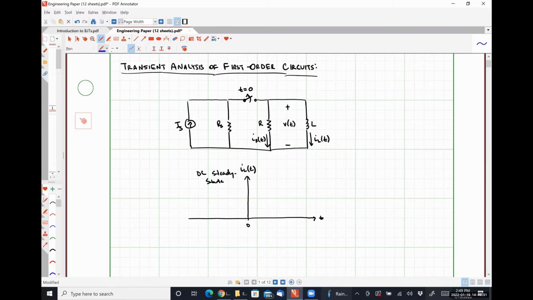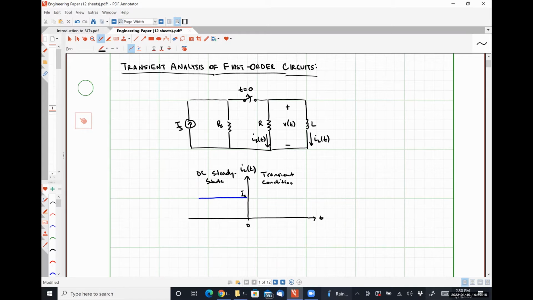We should see that our inductor current has a constant value of IS. Well, the time after the switch opens is what's called our transient condition. So for time greater than t is equal to 0 plus, which is all time immediately after our switch changes position, our circuit is in an intermediate condition. And so let me explain what I mean by that, okay?